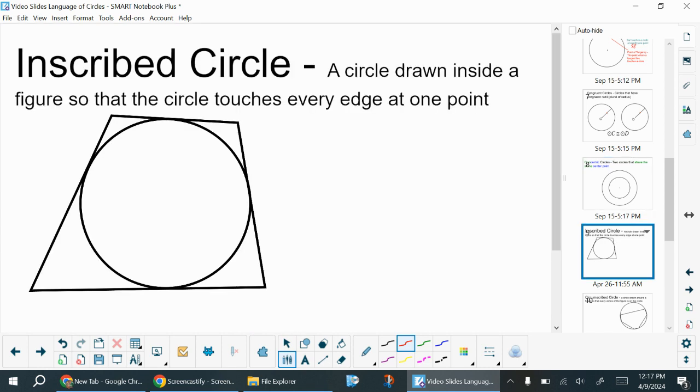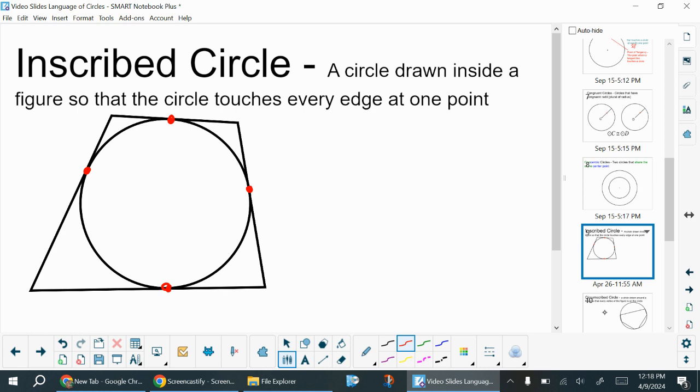An inscribed circle. So inscribed means to draw inside of. So an inscribed circle is a circle that's drawn inside of another figure. Specifically, it has to touch every side to be inscribed. So if that figure has 4 sides, this one's a trapezoid or something, the circle has to touch all 4 sides. That makes it an inscribed circle.